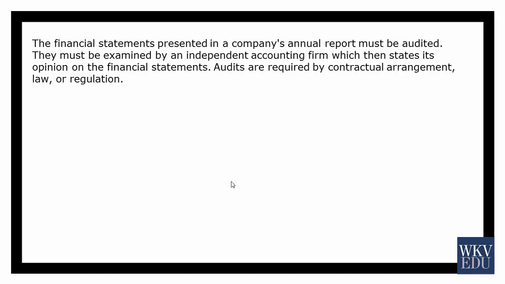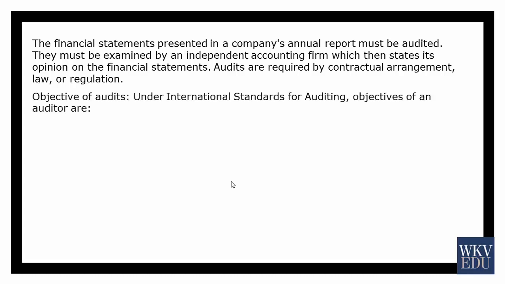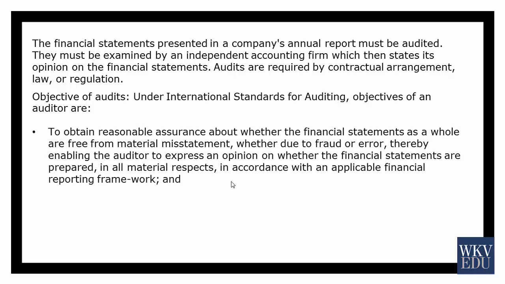So, what exactly are the objectives of audit? Under the ISA, International Standards on Auditing, objectives of an auditor or an auditing firm include to obtain reasonable assurance whether the financial statements as a whole are free from material misstatement, whether or not there is any fraud or error committed while preparing the financial statements, and that the information provided is material in all respects, and in accordance with the applicable framework.